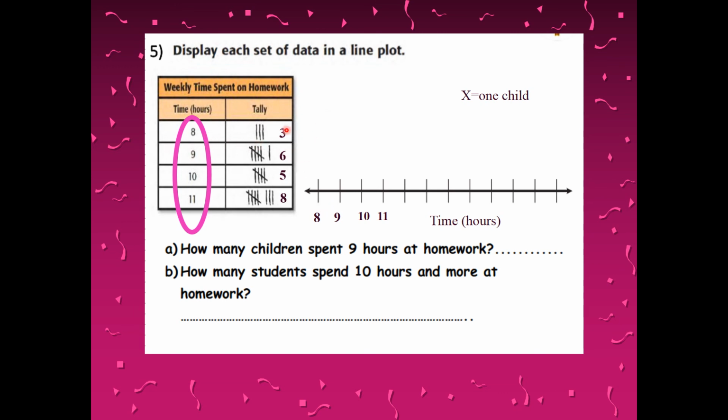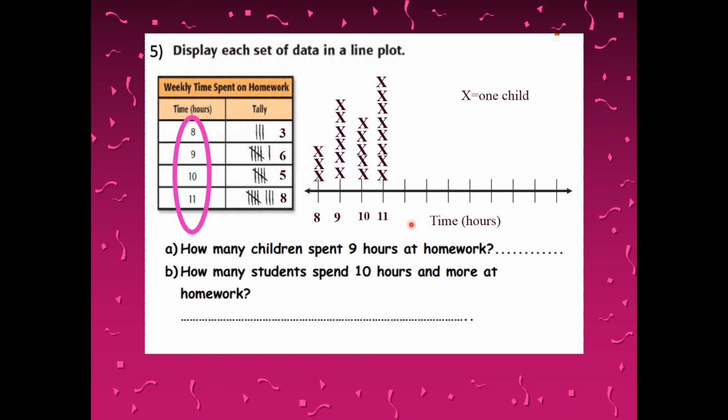So here, how many spend 8 hours? It's 3, so we're gonna represent it by 3 x's: 1, 2, 3. And how many spend 9? Only 6, so 1, 2, 3, 4, 5, 6. How many spend 10? Only 5, so we're gonna put 5 x's: 1, 2, 3, 4 and 5. How many represent 11? 8, so we're gonna put 8 x's: 1, 2, 3, 4, 5, 6, 7 and 8.